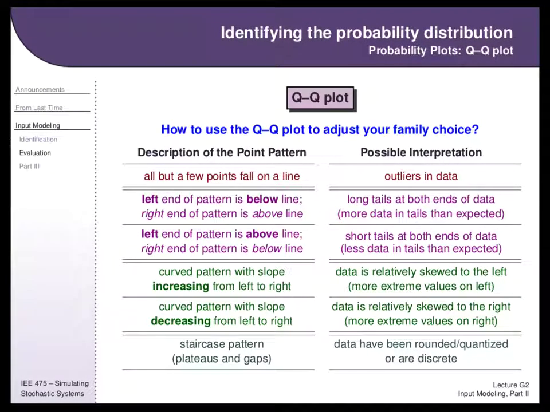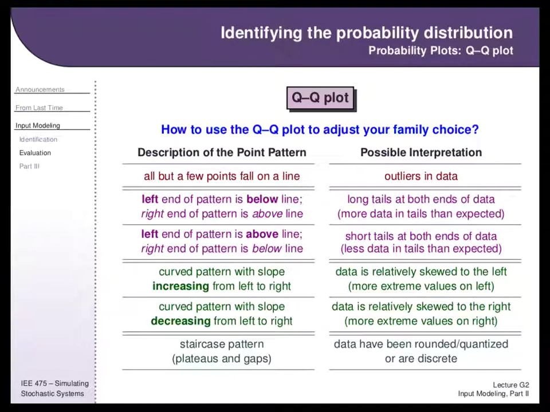I put a set of recipes here. If it's a line for all but a few points, then that's okay, those are just outliers. Then there's this pairing: if the left end is below the line and the right end is above the line, then you've got long tails at both ends of the distribution. Your data is overexpressed relative to your hypothesis in the extremes, so you should find a hypothesis that has more representation in the extremes. If it's the other way, where the left end is above and the right is below, then there's not as much expression at the extremes as your hypothesis, so you should find a narrower hypothesis.